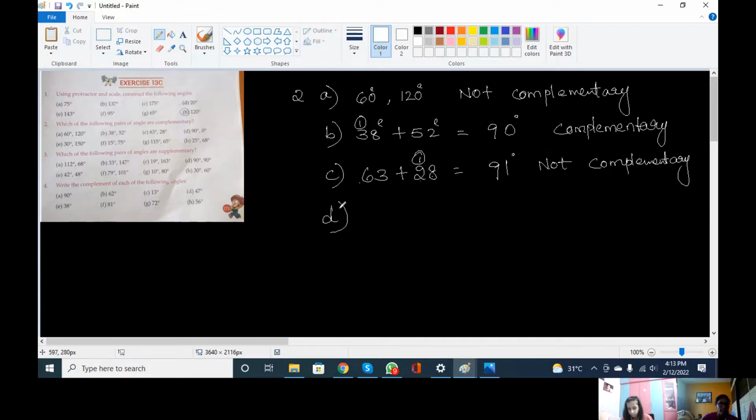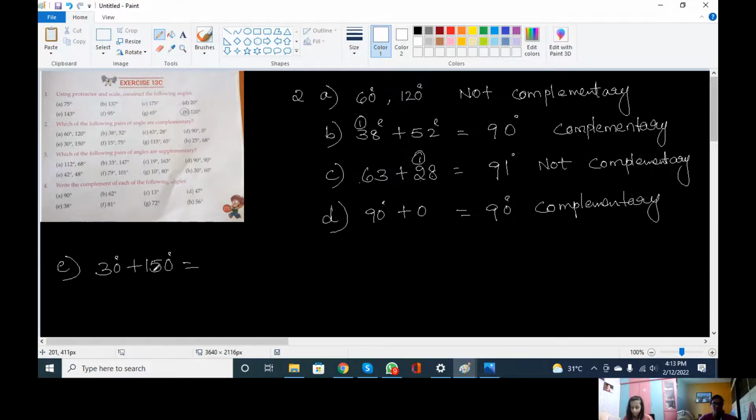Next, 90 degrees plus 0 degrees. So 90 plus 0 is 90 degrees only. So this pair is complementary. Next, E bit. 30 degrees plus 150 degrees. 150 plus 30 gives you 180. So it's not complementary.